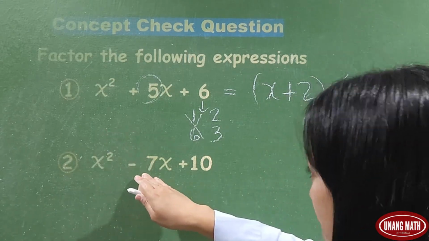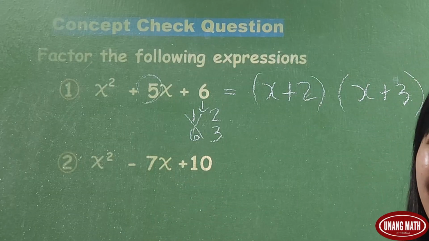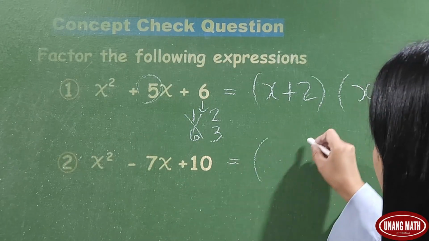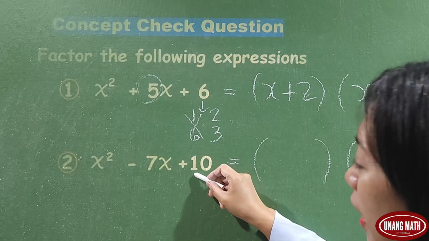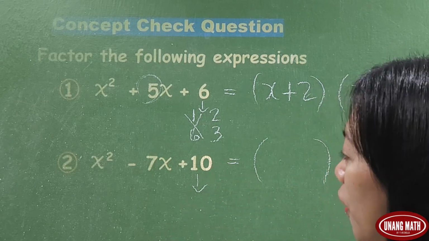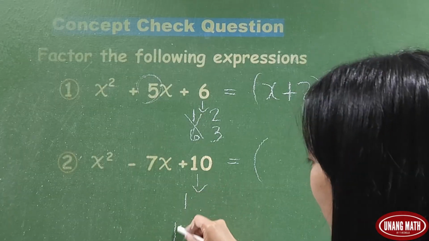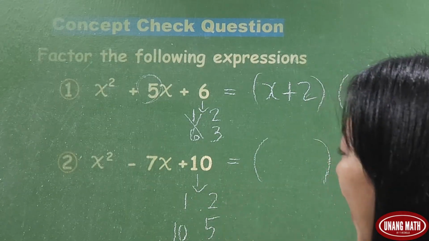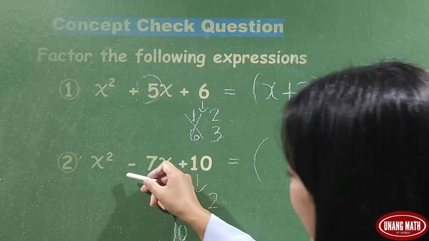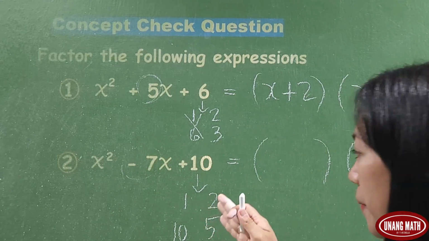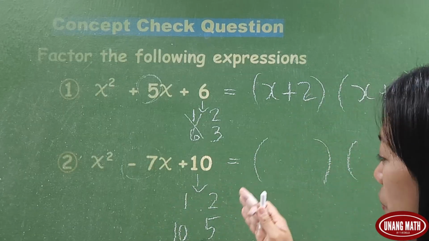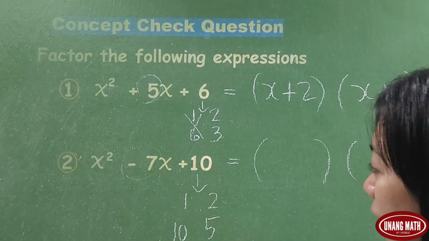Okay, what about for number 2? X squared minus 7x plus 10. So this is quadratic trinomials. If we will factor out, it would be in this form. So check factors of 10. So we have 1 and 10, 2 and 5. This is negative 7. So two numbers from these factors, when we add together, the answer is negative 7.